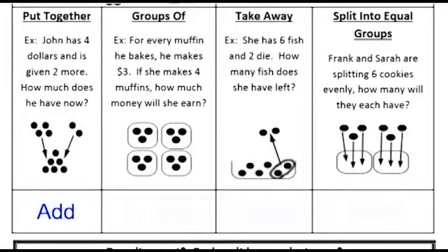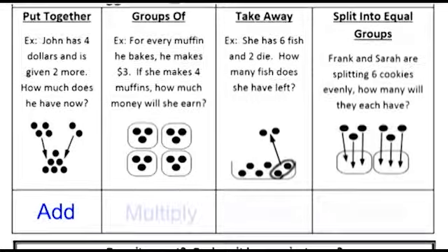When it's equal sized groups, for every muffin he makes, $3. So if they make 4 muffins, how much money will they earn? We have equal sized groups. This is sets of or groups of, multiplication.